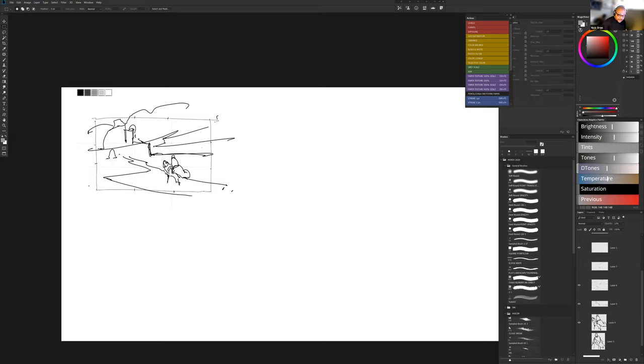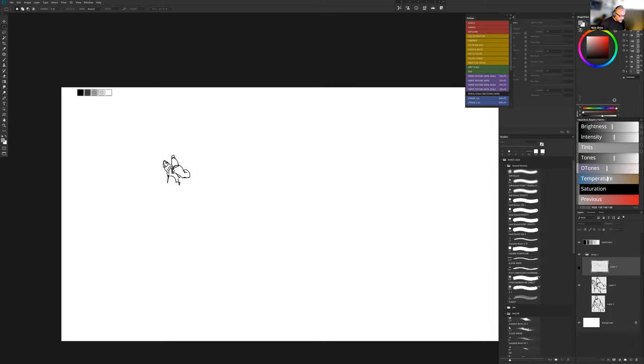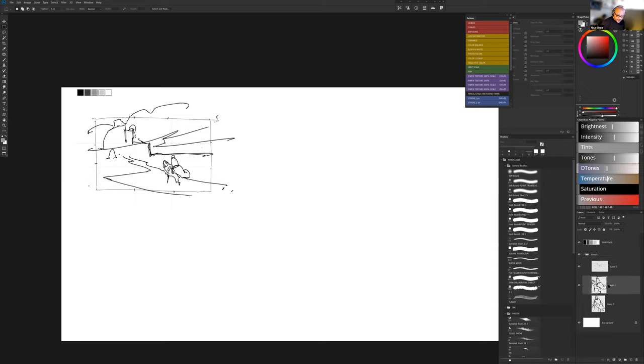The one thing I will not merge is the character. Even though it's in a sketch phase, I like to keep it optionally separate. So now I've merged my background drawing and I kept this guy separate. So let's put him on top. The reason why I do that is because maybe I can create another composition, and I'll show you that right now.